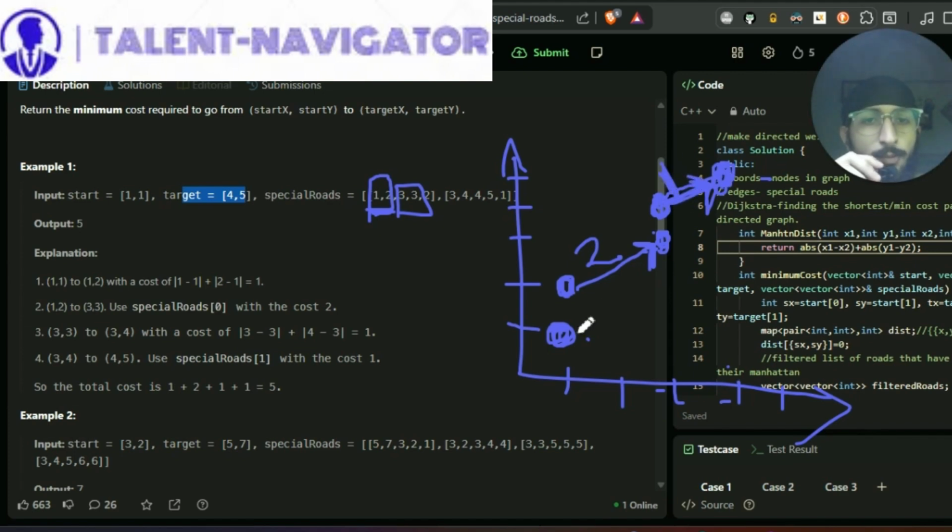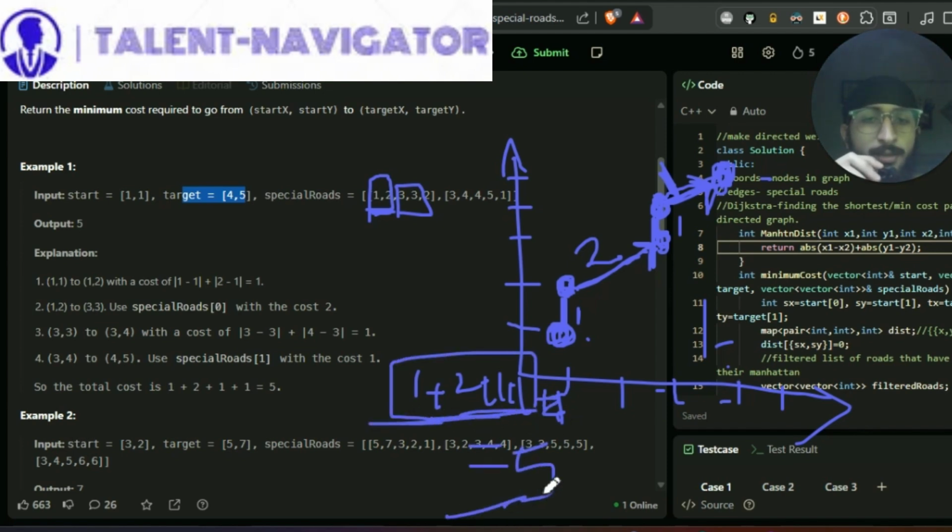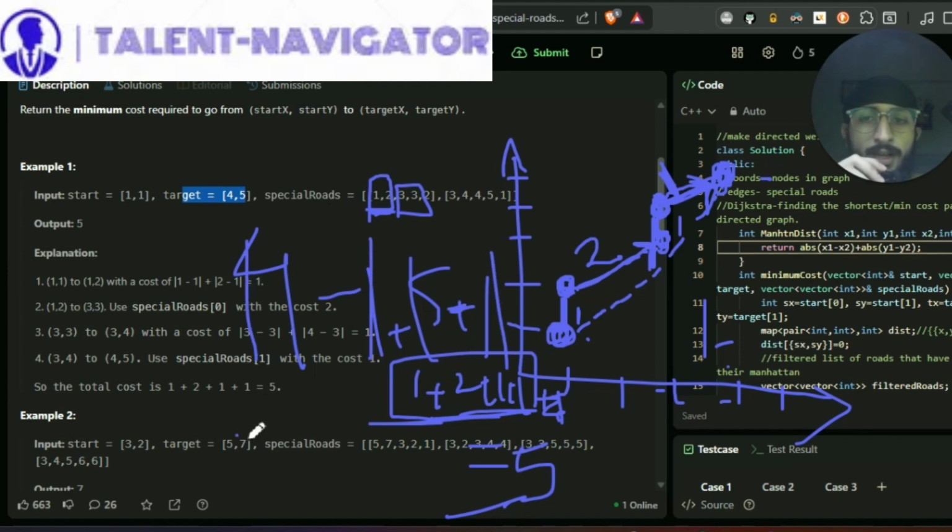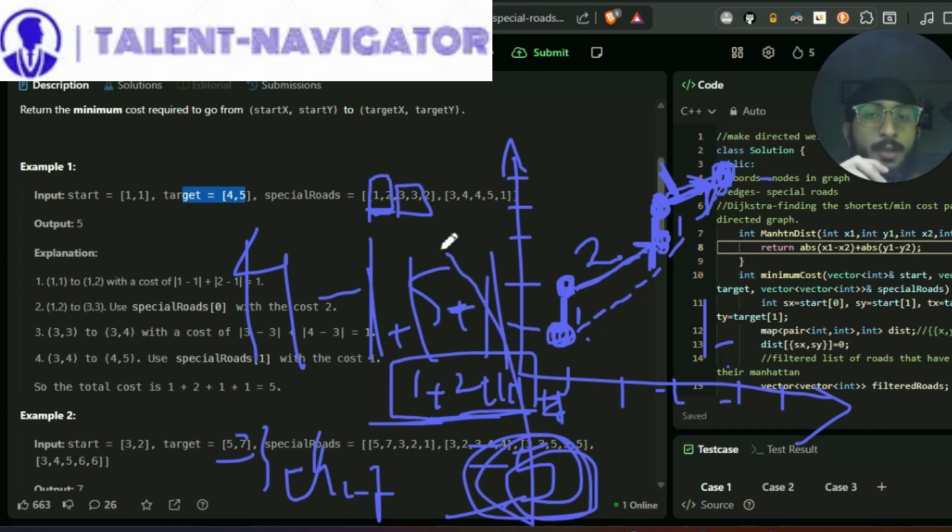So if you calculate the distance from here to here, this is Manhattan distance, which is 1. Then this is distance 2. Then this is again Manhattan distance 1, and this is 1. So 1 plus 2 plus 1 plus 1 plus 1. Sorry, this is the value. This equals 5. So this is the minimum cost. Otherwise, if you had to go from this point to this point, the distance would have been 4 minus 1 and 5 minus 1, and their absolutes added. So that comes out to be 3 plus 4, which is 7. So we need to take the minimum of these, and minimum is 5. Using the special roads, we have reached this point, that is 5.